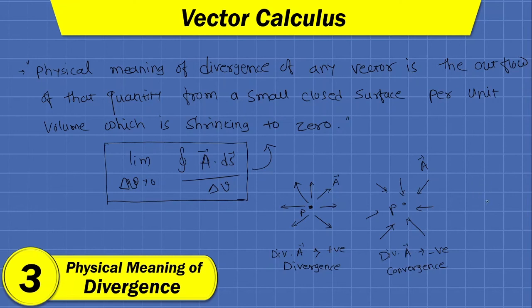Now suppose there is a point P and some field is distributed in this manner. As you can see, there is no outflow or inflow, or in other words, whatever the inflow, the same is the outflow. So at this moment, divergence of A bar at point P is 0. Fine, because the field is neither diverging nor converging.